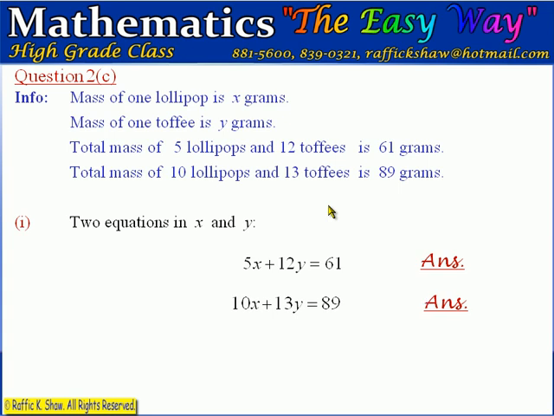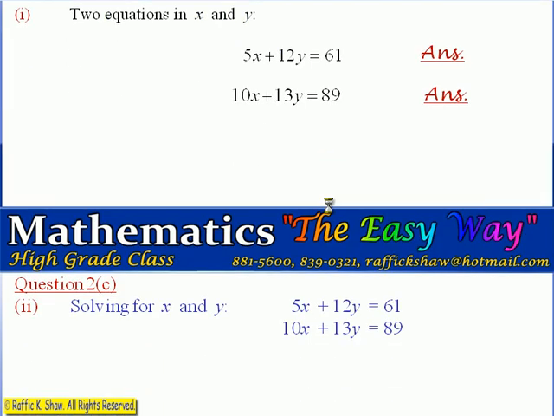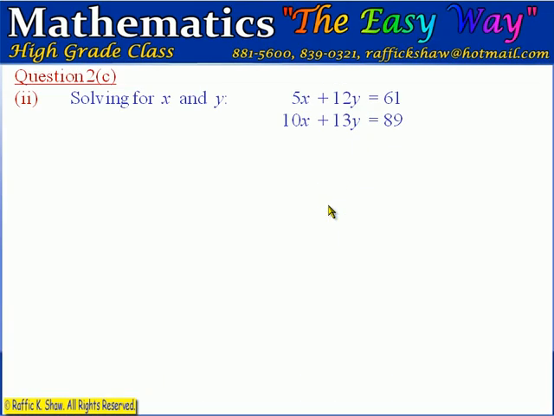So those are the two equations that we will get from that information. Let's move down to part 2. In part 2, we're asked to calculate the mass of one lollipop and the mass of one toffee. Now x is the mass of one lollipop and y is the mass of one toffee. So basically we are searching for x and y, and to find x and y we therefore have to solve these two equations in x and y simultaneously.